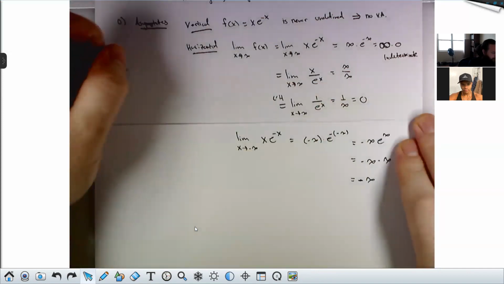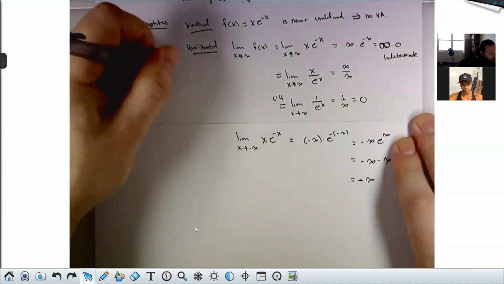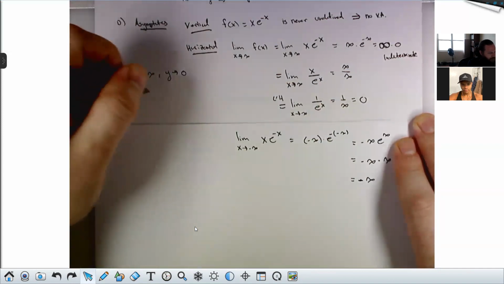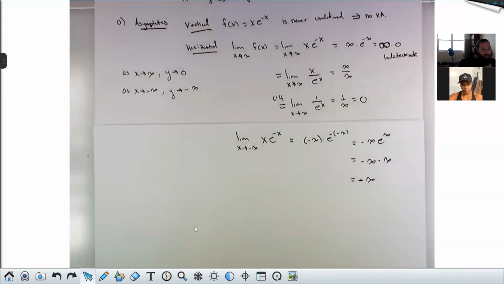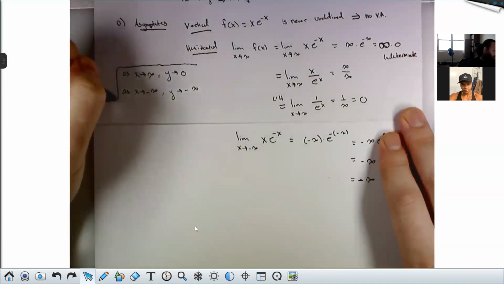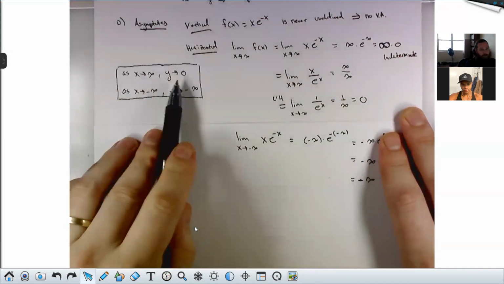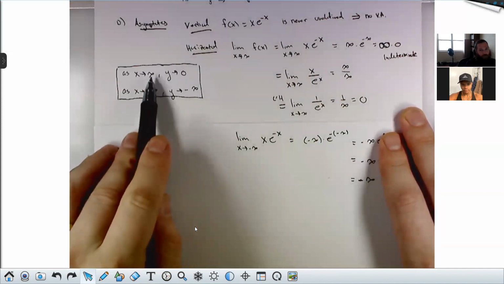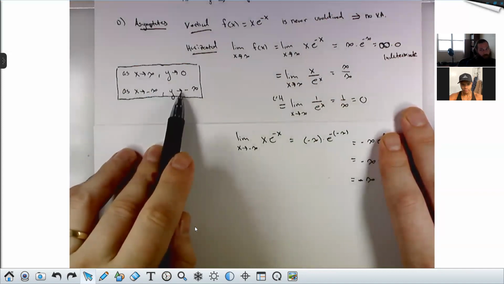So my asymptotic behavior: as x goes to positive infinity, y goes to 0, and as x goes to negative infinity, y goes to negative infinity. This is how I would keep track of the asymptotes. So I do have one horizontal asymptote. It's the line y equals 0, and I only approach it on the right. As x runs off to the left, y just blows up down, like negative.